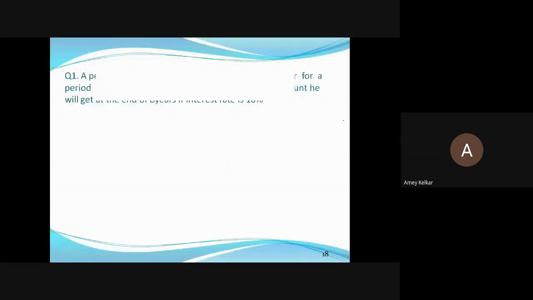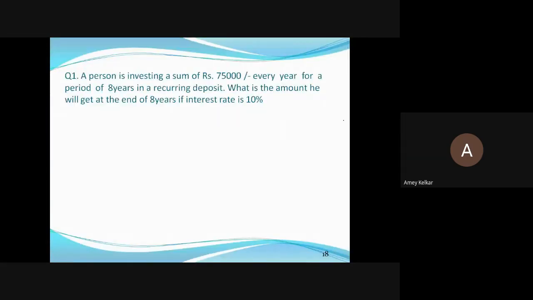So, example. A person is investing a sum of 75,000 every year for a period of 8 years in a recurring deposit. What is the amount he will get at the end of 8 years if the rate of interest is 10%?